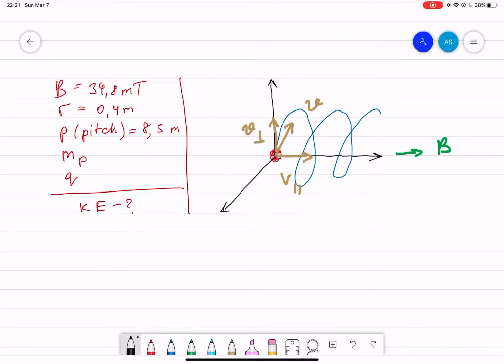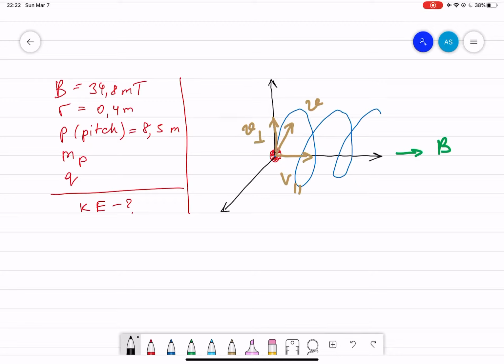A proton moves in a uniform magnetic field of 34.8 millitesla in spiral motion with a radius of helix 0.4 meter and the pitch is 8.5 meters. What is the kinetic energy of the proton? Use the following constants: mass of the proton and proton charge.